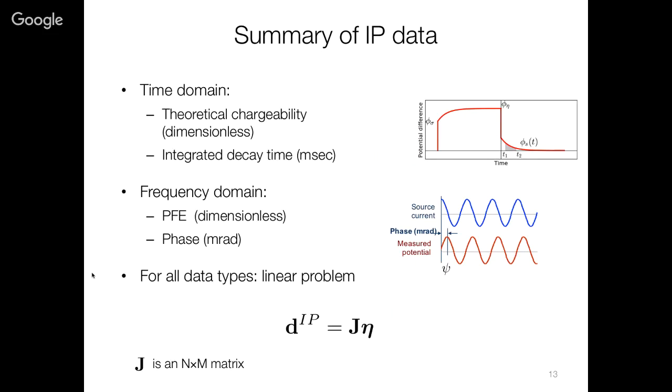So just to sum up, IP data in the time domain can be anything that's kind of connected with this. In the frequency domain, it's usually phase, but it doesn't matter. This quantity here now takes on the same units as whatever this is. So if this was in milliseconds, that's in milliseconds. If this was in milliradians, that's in milliradians. If this was in millivolts per volt, the same, right?